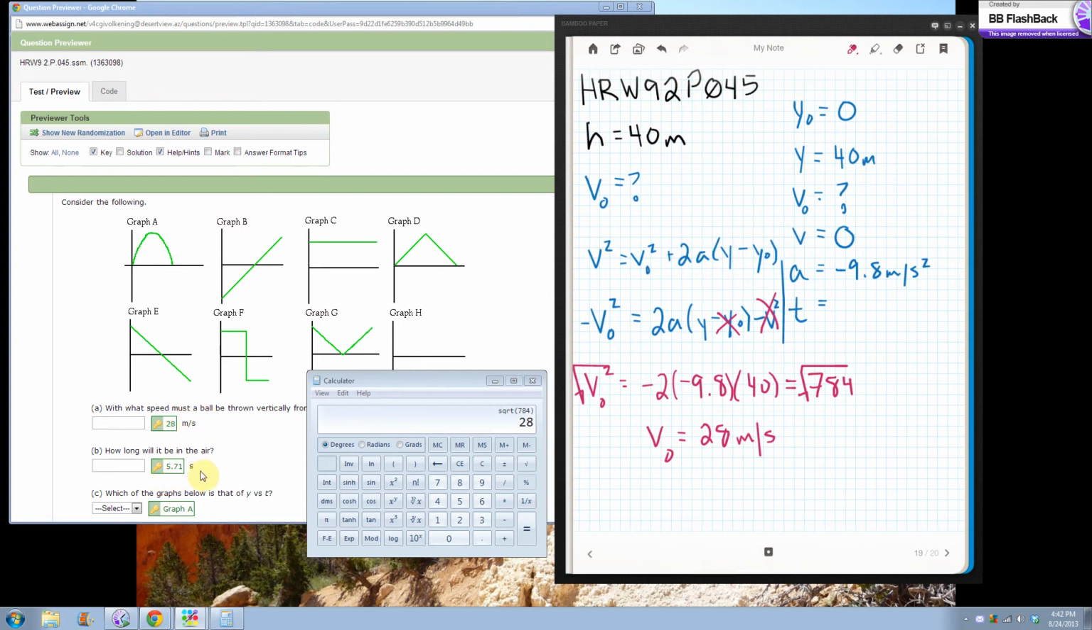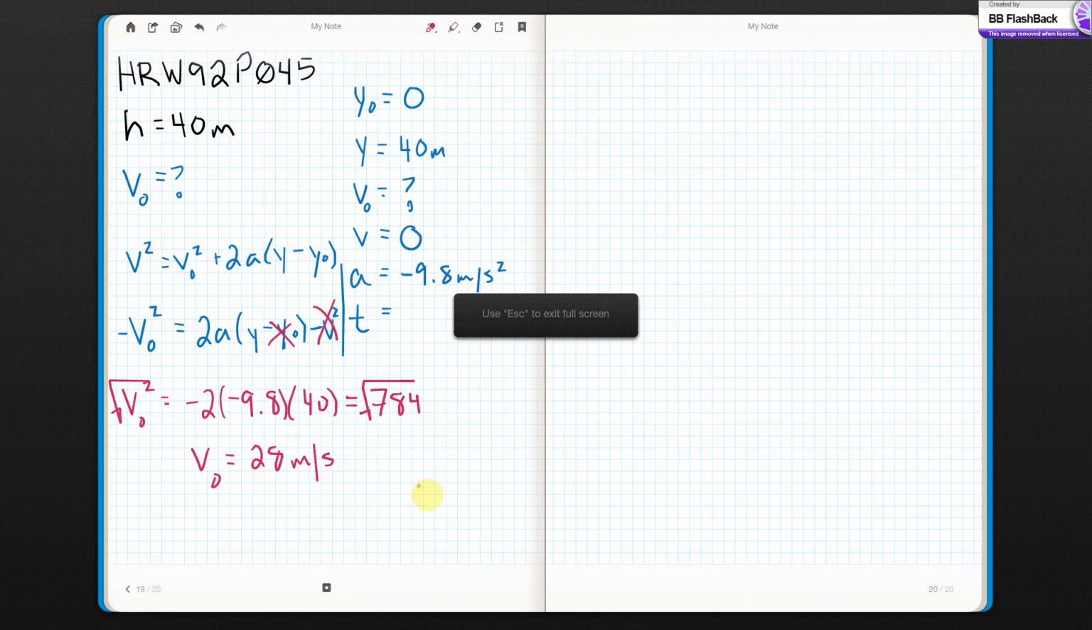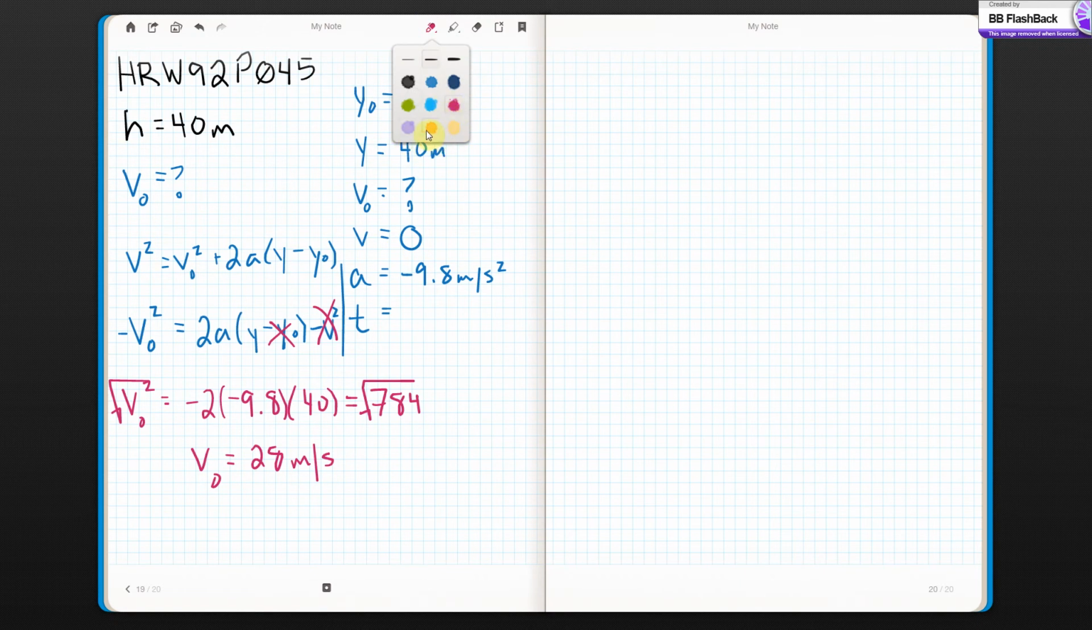B asks, how long will it be in the air? So I'm going to go back to my math, and that means I want t. However, we won't be done even when we find t, but I definitely need it. I also know V naught now, so I can add that to my list of things I know. When I find this t, it will give me the time it takes to get to the top of its height, the highest point. But that's a good starting point, so let's go.